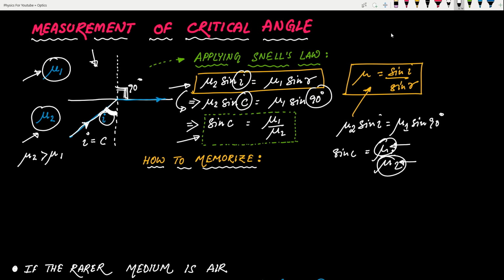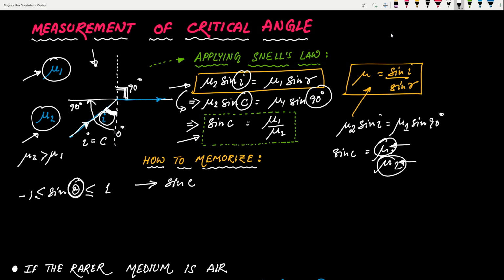So how to memorize this? Let's see. We know the value of sine always lies between -1 to +1. We know that sine theta is between +1 and -1, and you know the curve. Here we are dealing with angle of incidence, so this theta is actually angle of incidence. Now angle of incidence can be 0 and can move to 90 degree. So this theta can have value from 0 degree to 90 degree.